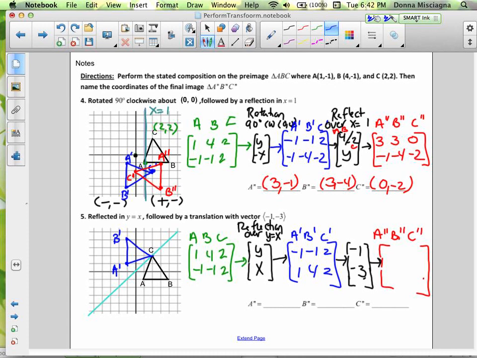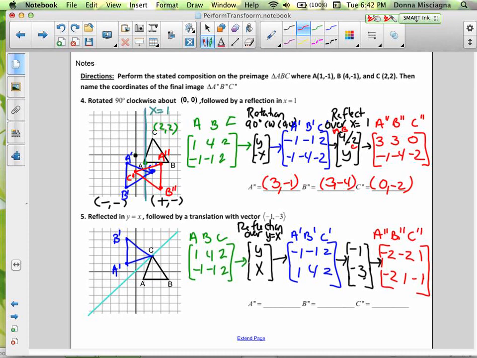Right, and so now we just have to translate. So we're just going to subtract 1 from all the x's, so this is now going to be negative 2, 1. And subtract 3 from all the y's. So negative 2 and positive 1 and negative 1. All right, so let's take a look at what this looks like.